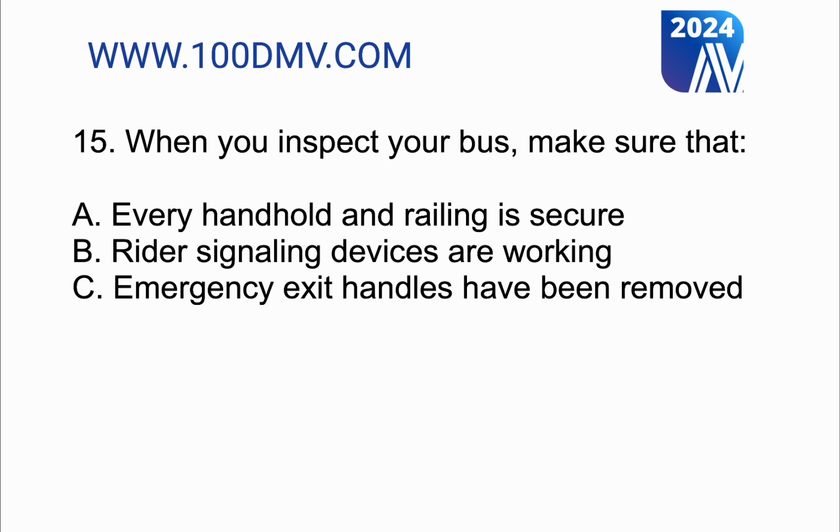Group 2. Vehicle inspection and maintenance. 15. When you inspect your bus, make sure that A. Every handhold and railing is secure. B. Rider signaling devices are working. C. Emergency exit handles have been removed.